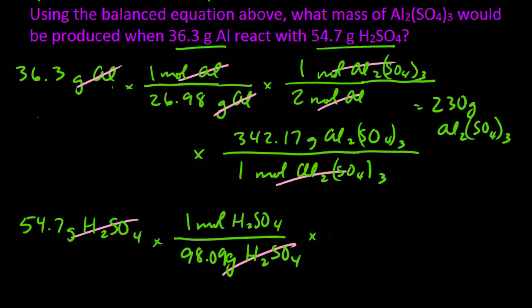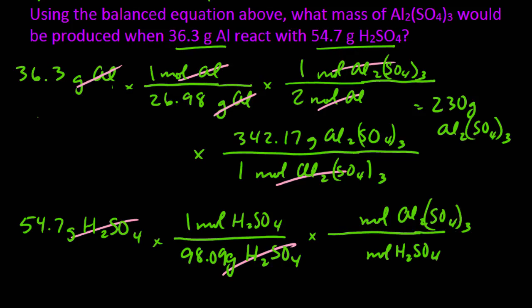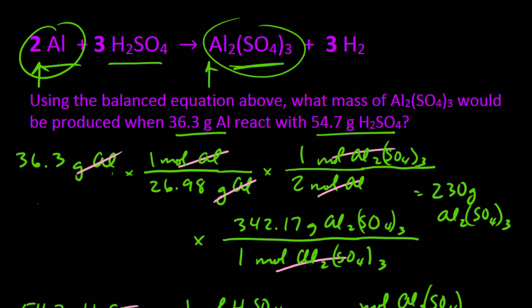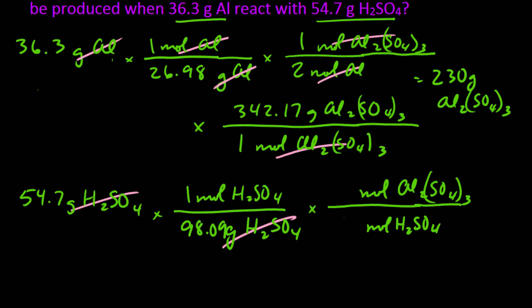Next, we need to relate the moles of sulfuric acid to the moles of the aluminum sulfate. We do this by going back to the balanced chemical equation and we see that there are 3 moles of the sulfuric acid for every 1 mole of the aluminum sulfate. And again, we get these quantities by looking at the coefficients in the balanced chemical equation. At this point, moles of the sulfuric acid cancel out.